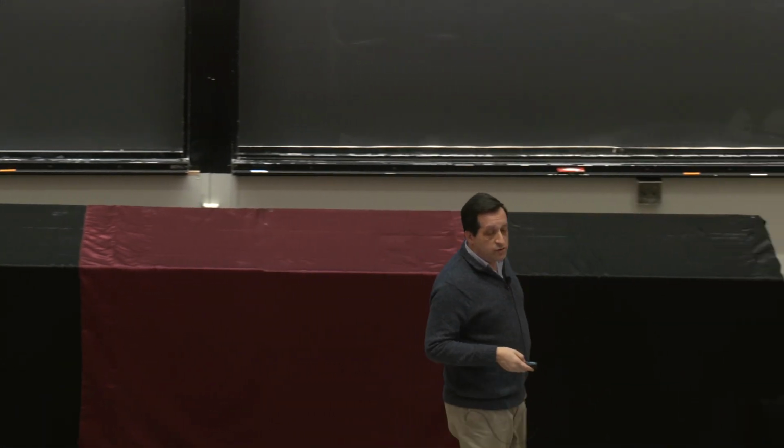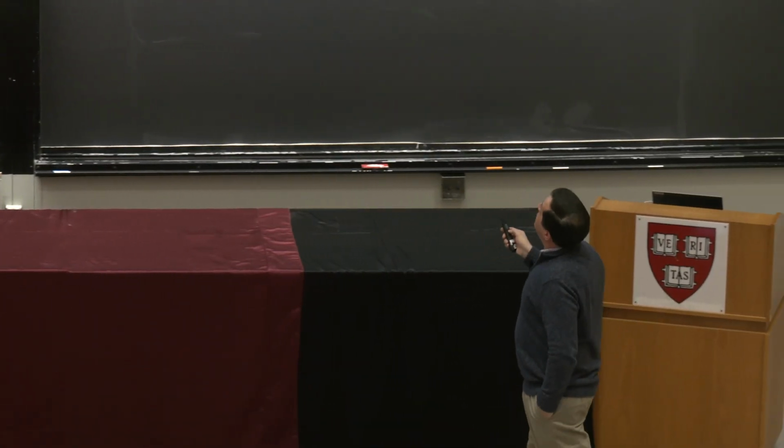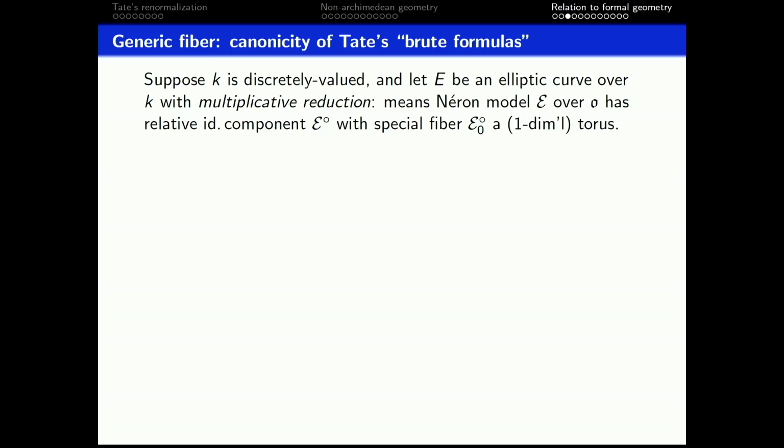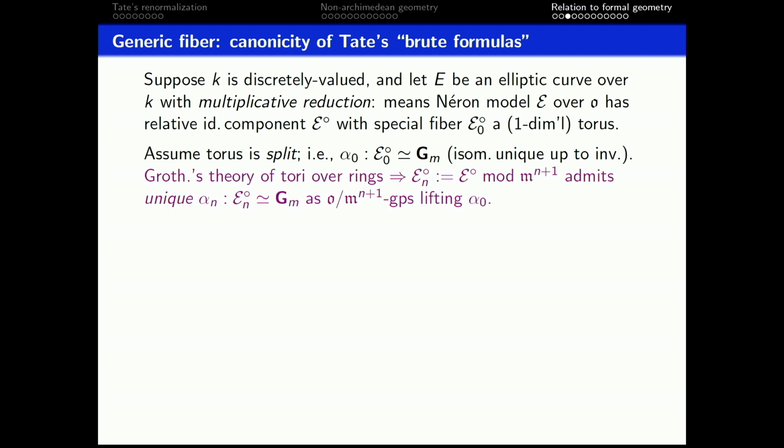So let's consider a discretely valued K, and we pick an elliptic curve with multiplicative reduction. Well, multiplicative reduction means that for the Néron model over the valuation ring, if we look at its identity component, the special fiber is a torus. Okay, we're going to assume the torus is split multiplicative reduction. We'll fix an isomorphism of the reduction with G_m. That's unique up to sign.